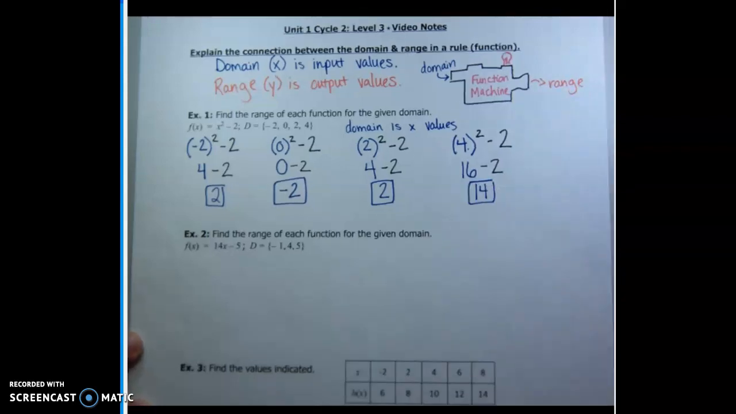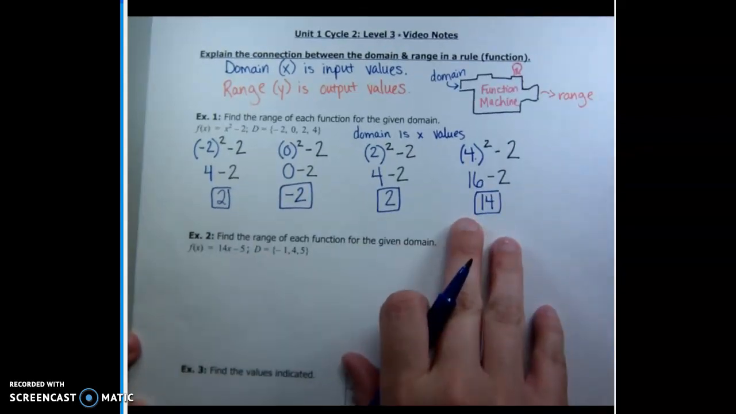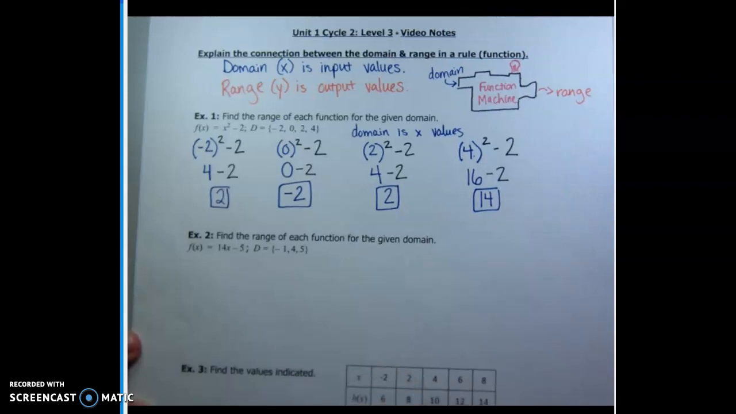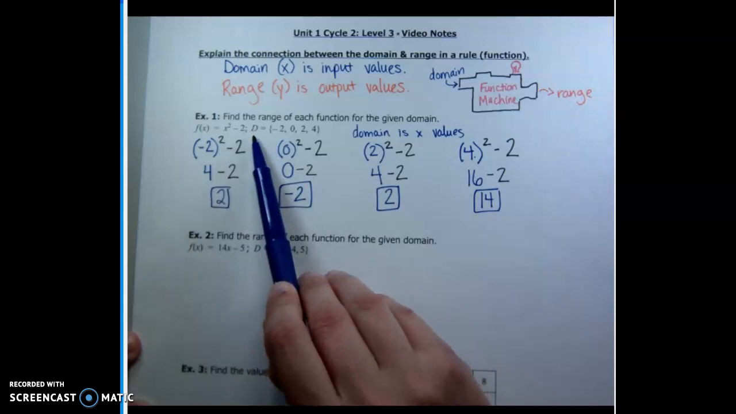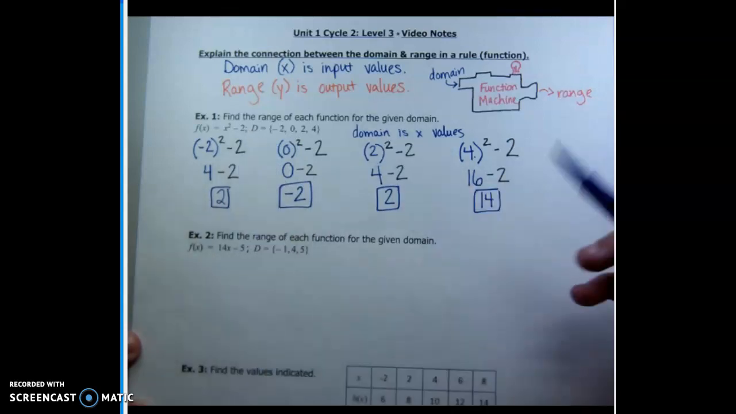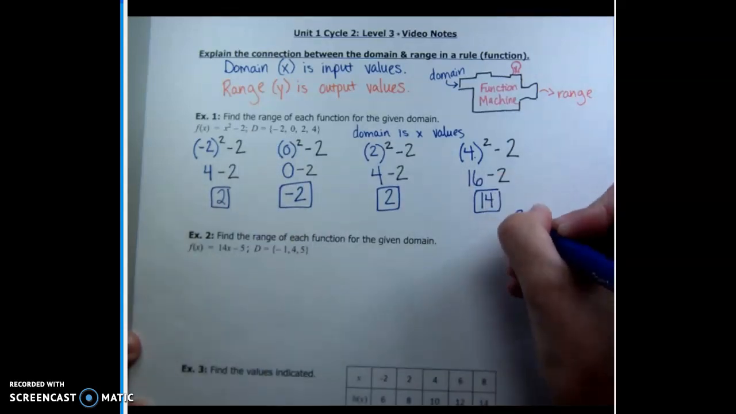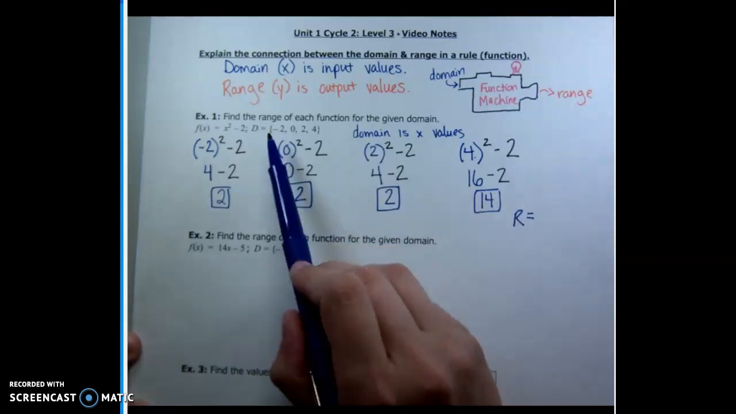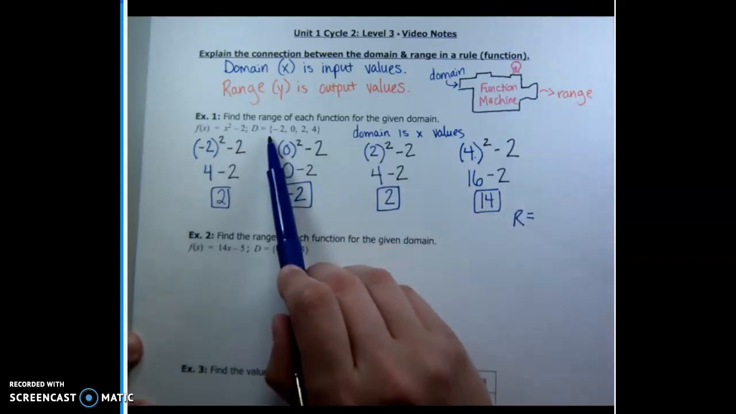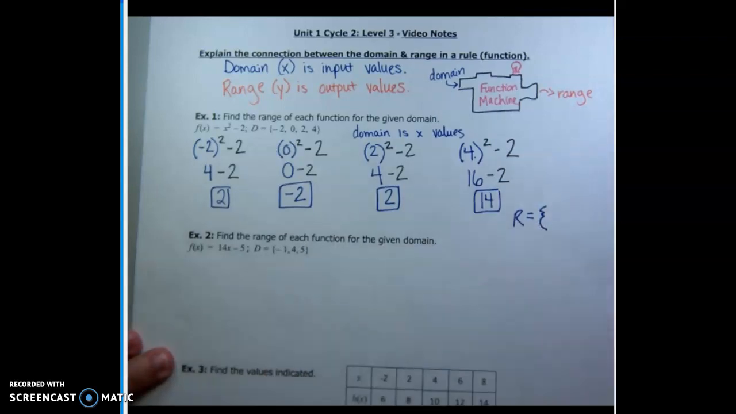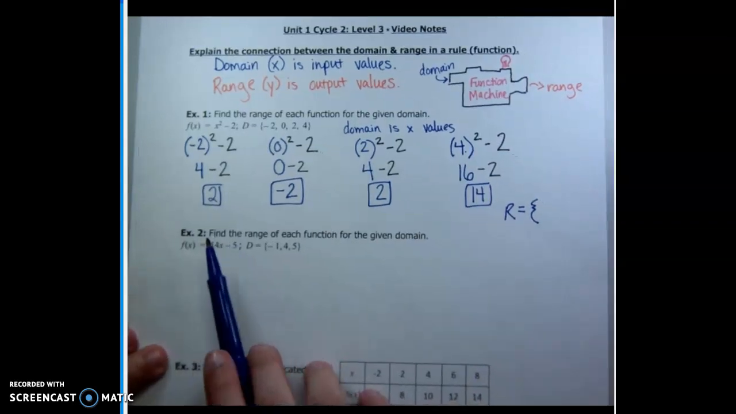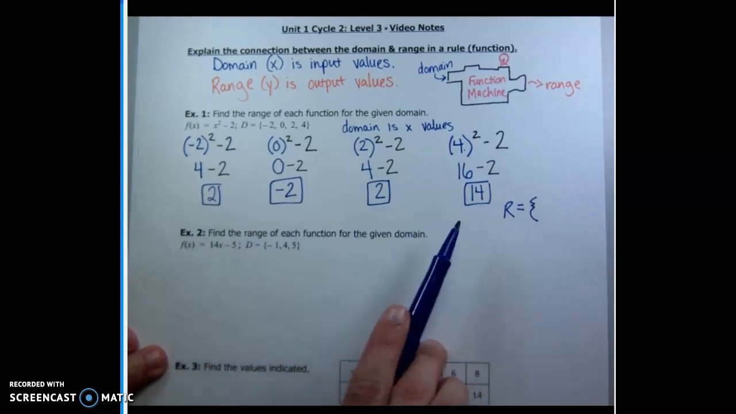So now I have 4 answers, but this is not how you write the final answer. You write it similar to this, except instead of a D, you put an R for range. So our answer is R equals, and then we put a brace, which is like this. Think of braces as a squiggle. And then we put our numbers in order from least to greatest with no repeats.